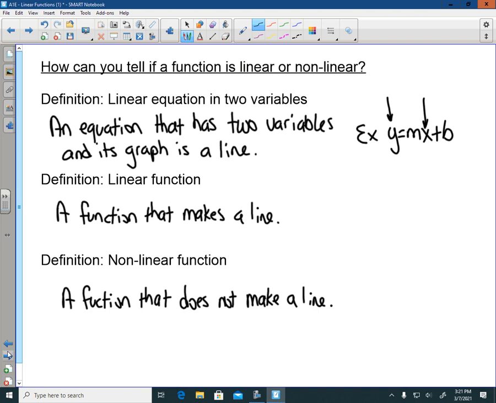Linear means line. It actually has the word line right in it. Linear means line. So a linear function is a function that makes a line. When you look at its graph, it's this nice pretty line. And a non-linear function is a function that does not make a line. Pretty simple idea.